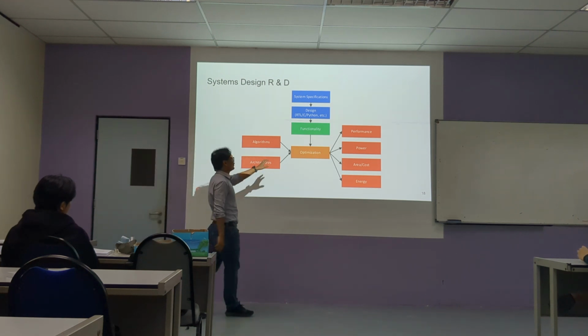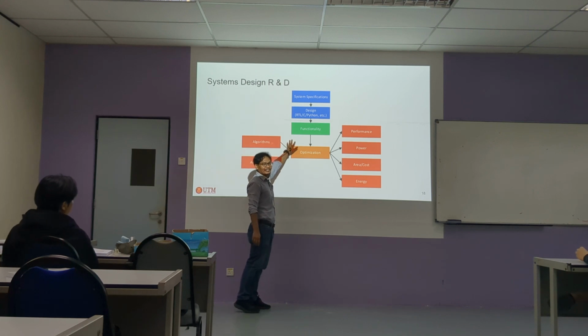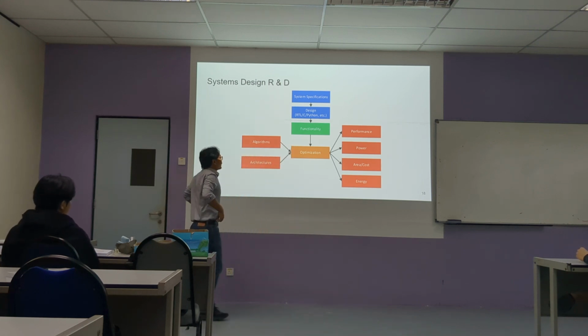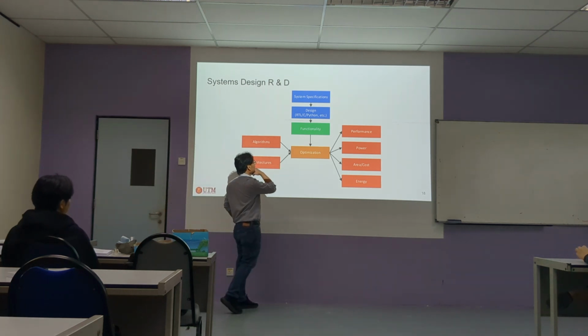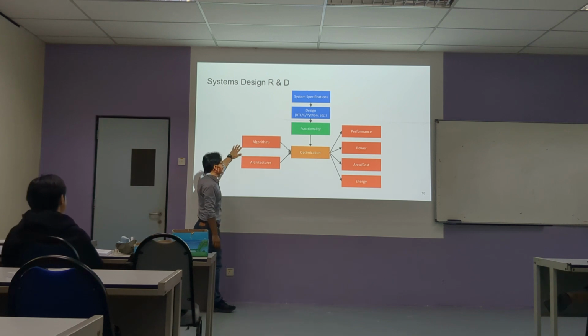Make sure it functions well first. Functionality is number one. Does it work or not? Once it's working, you have the baseline implementation, then you think about the optimization, either on the algorithm side or on the architecture side. So this is what we look at.